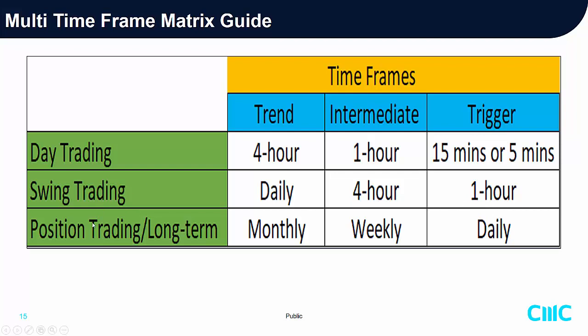So let's say you are looking at position trading or a longer term time frame, we're talking about multi-month, about 1 to 3 months. For example, you're looking at some stocks that start to form a very clear long-term trend, be it uptrend or downtrend. The big picture time frame will be the monthly chart. Therefore, the intermediate time frame will be the weekly chart, and the trigger time frame works off the daily chart.